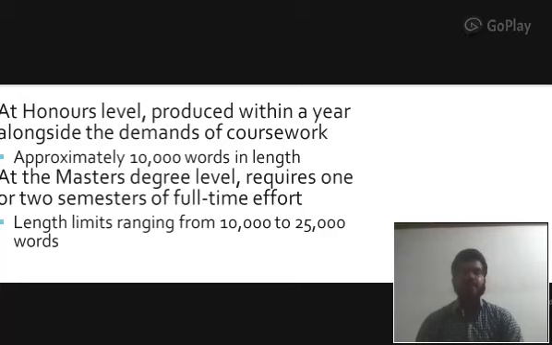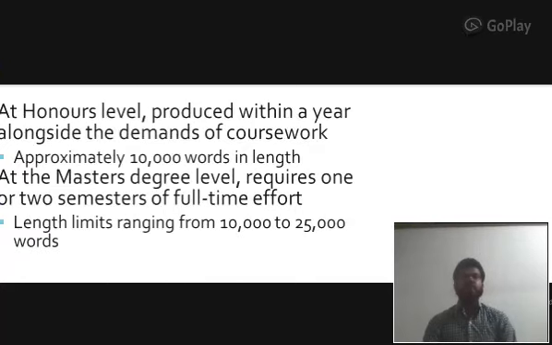On the other hand, at the master's degree level, thesis requires 1 or 2 semesters of full-time effort. So again, approximately 1 year. But at this level, the word length ranges from 10,000 words to 25,000 words.